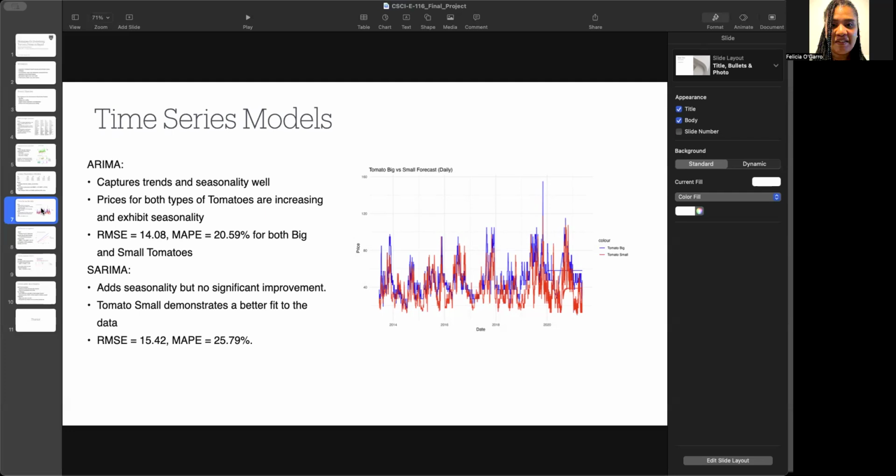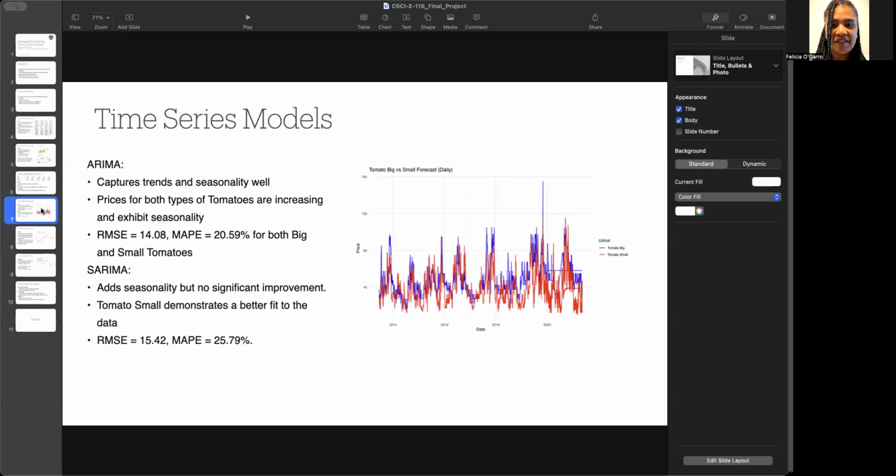So getting back to my time series models, my ARIMA model captured the trends in seasonality really well. Prices for both types of tomatoes were increasing and exhibited seasonality. And the model actually performed pretty well. The RMSE was 14.08. The MAPE was 20.59% for both small and big tomatoes.